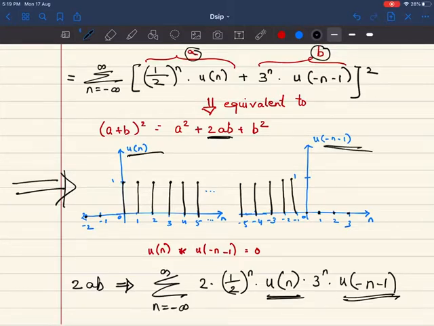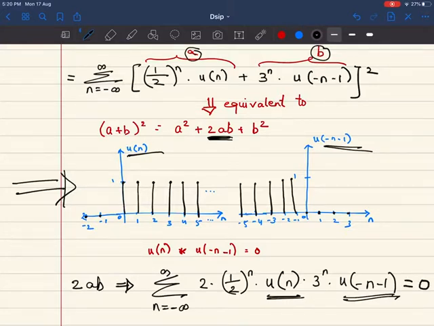Now, from this I can make out that when I perform multiplication of these two values, I will get the value as 0. Okay. Because u of n starts from 0 to positive value of n, whereas u of minus n minus 1 starts from minus 1 to negative value of n. So, when I multiply these two terms, it is going to give me 0. Okay. So, that is why my 2ab term is going to be 0 in this particular equation. So, this is equal to 0.